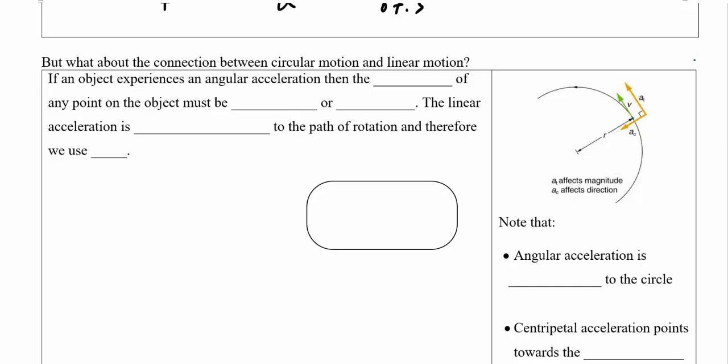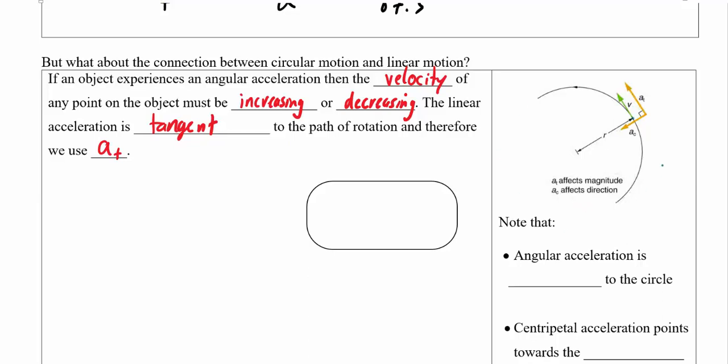So if an object experiences an angular acceleration, then the velocity of any point on the object must be increasing or decreasing. So the linear acceleration is tangent to the path of the rotation. And so we'll use a slightly different symbol, a with a little t for tangent. If you look at this diagram over here to explain what's happening, just ignore this arrow for a second.